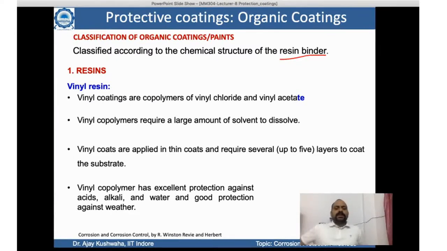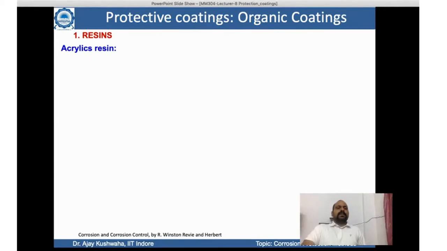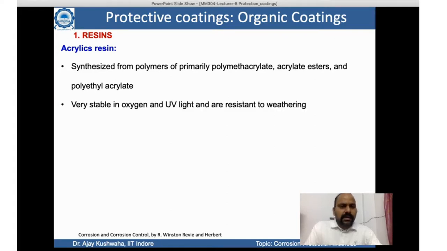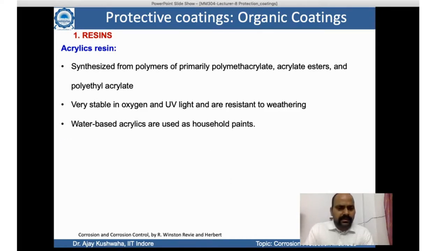Vinyl copolymer has excellent protection against acid, alkali and water, and good protection against weather. So this is one kind of resin. Similarly, the second resin could be acrylic resin, which is synthesized from polymer of primary polymeric acrylate ester or polyethyl acrylate. This is very stable in oxygen and UV light, and this is generally used as a household paint.